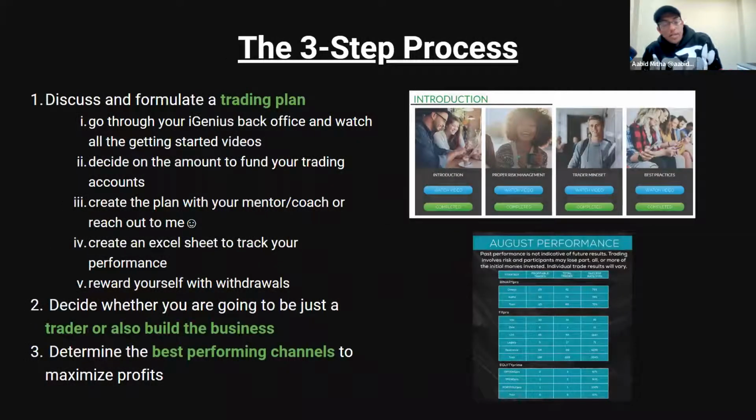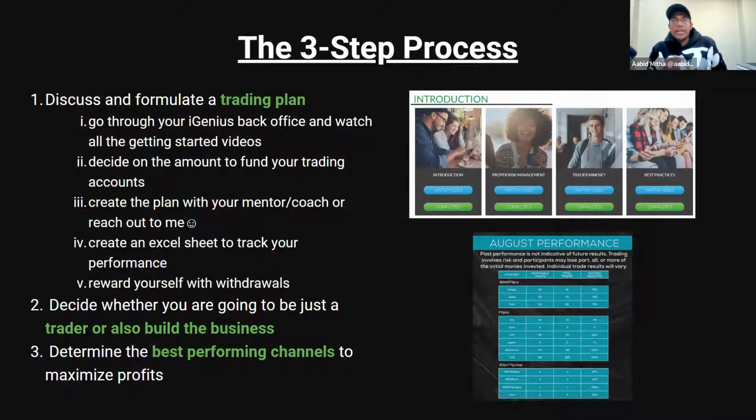This is a 3-step process that I created. So if you're someone who considers yourself an introductory or new trader, a beginner trader, this is a process that I've been able to follow. Now, when it comes to trading, guys, the most important thing is to have a proper trading plan. Now, what do I mean by a trading plan?